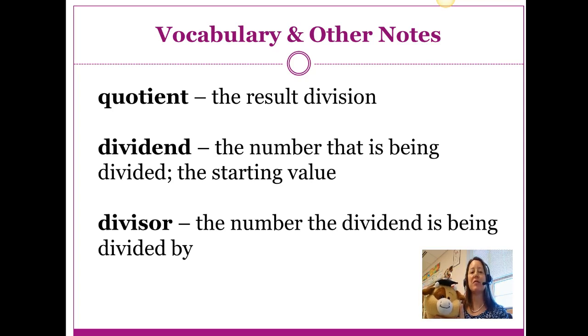Our vocabulary words: quotient, the result of division; dividend, the number that is being divided, the starting value; divisor, the number the dividend is being divided by.